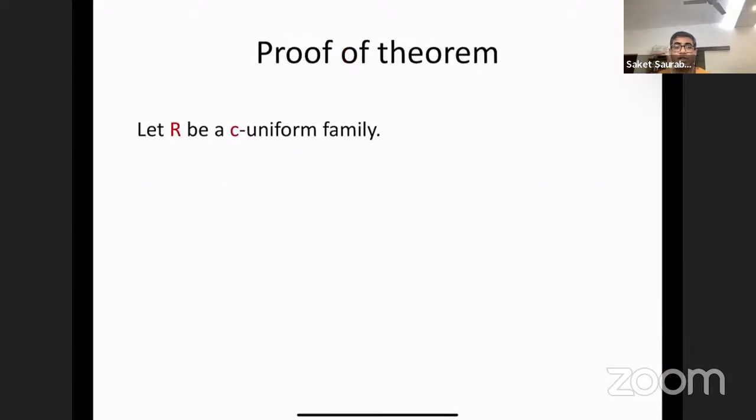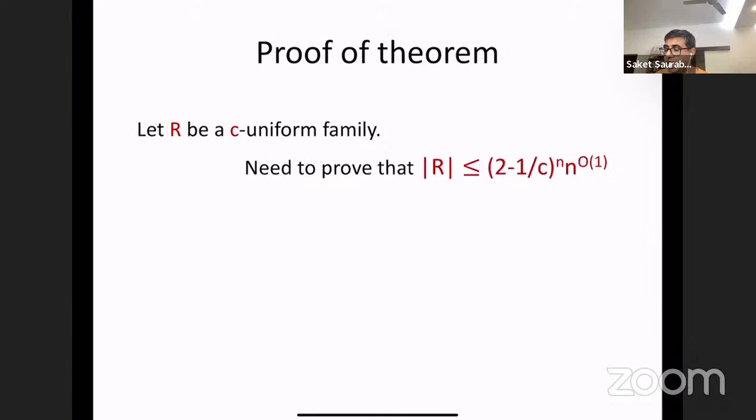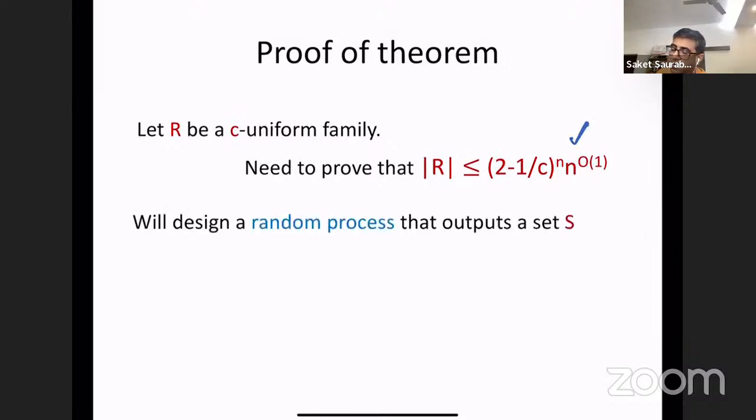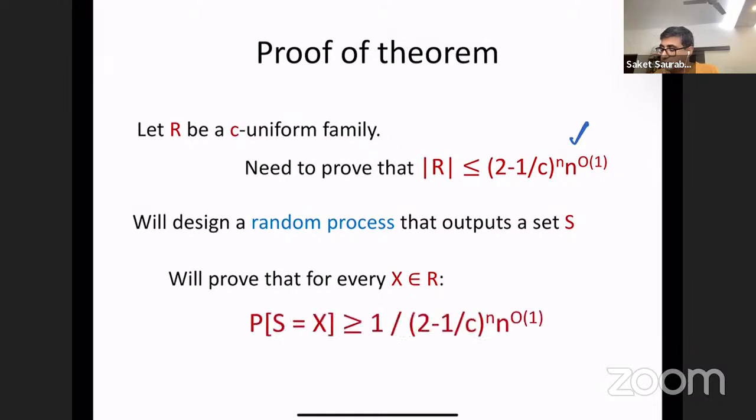Here's a simple proof. Let R be a C uniform family, and we need to prove that the size of this set is upper bounded by this quantity. So what will we do? We are going to design a random process that will output a set S in R. We will prove that for every X in R, the probability that we output S equal to X is at least this much, and then we are done.